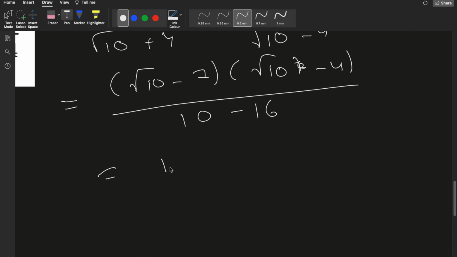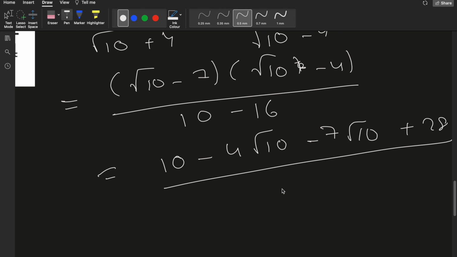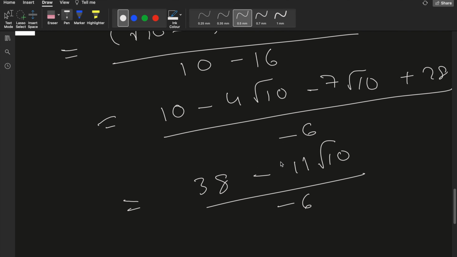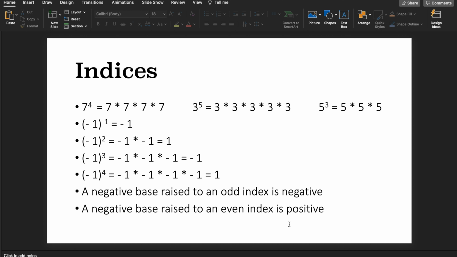This would be 10 minus 4 root 10 minus 7 root 10 plus 28, divided by minus 6. It would be 38 minus 11 root 10 divided by minus 6. This is our final answer. So now let's move on to the next topic in this chapter.